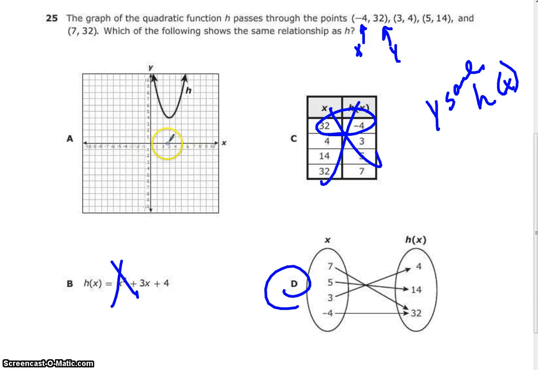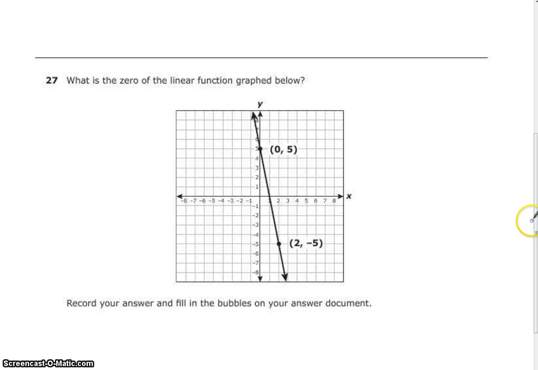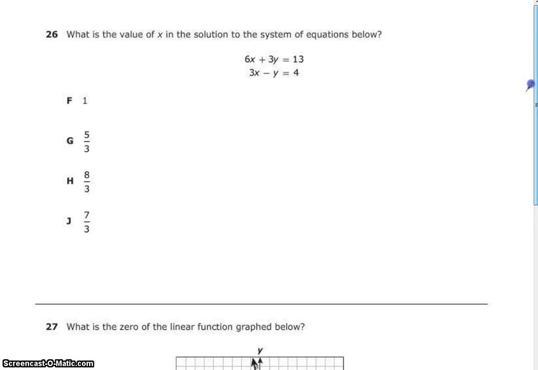3 had to go with 4, over 3 up 4, that's good. 5 had to go with 14. 5 did not get to 14. So that went ahead and verified that yes, D is my answer. On the test day, you need to check all of your answer choices, not just stop when you get the one you think is right.